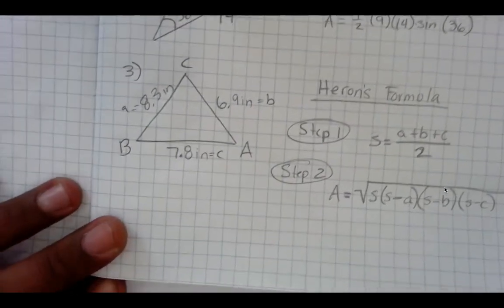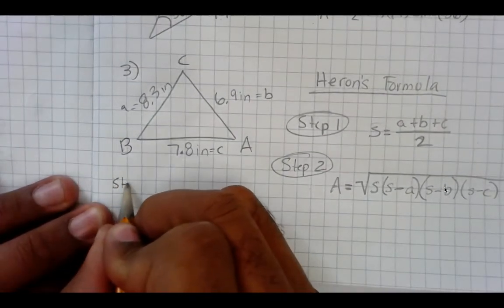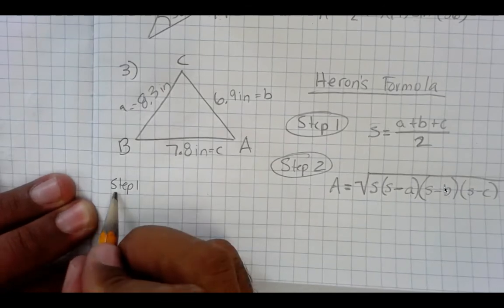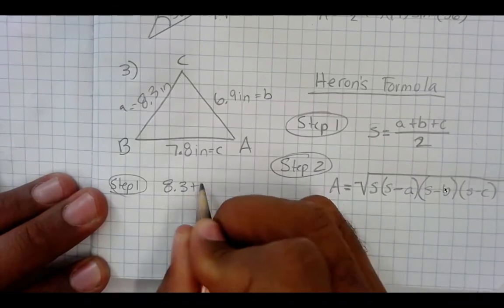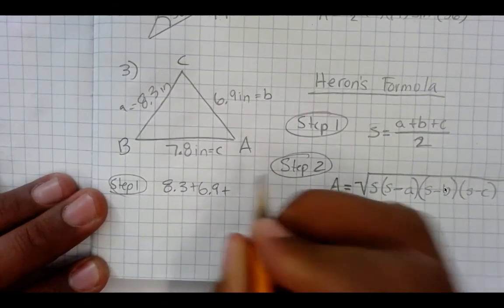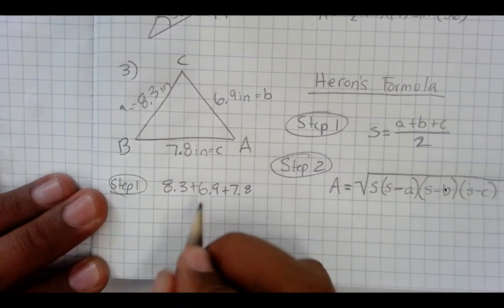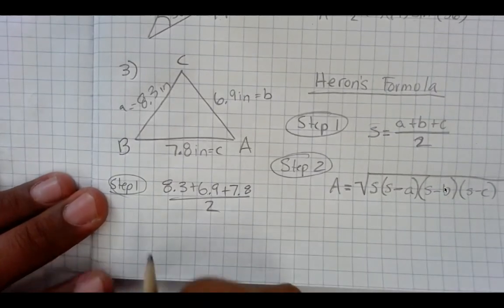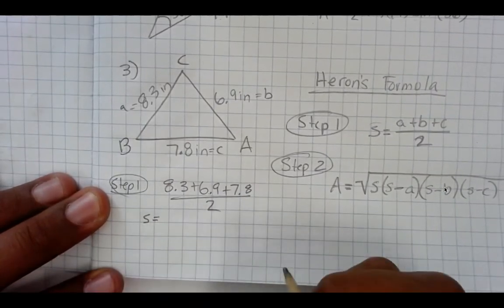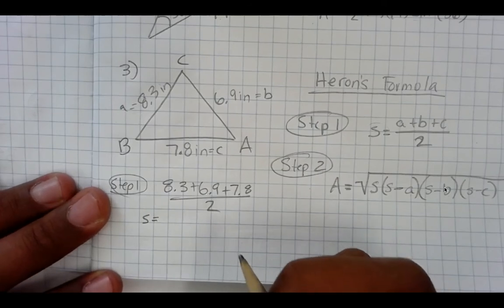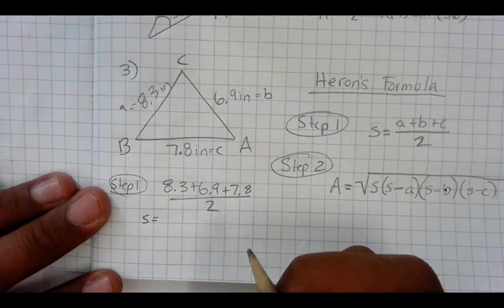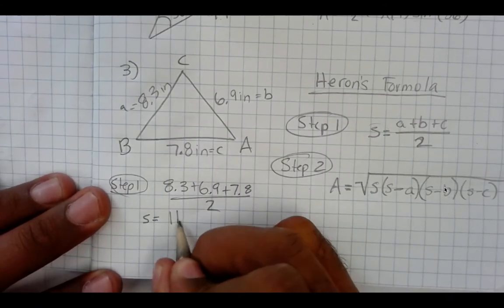Okay, so let's do that for this problem. Step 1, add up the perimeter. Is it 23? I think you're right. Okay, so we're going to add them up. Then divide that by 2. What do you get? Probably doesn't give you a decimal, does it? When you use those yellow calculators, it won't give you a decimal. But it's 11.5.